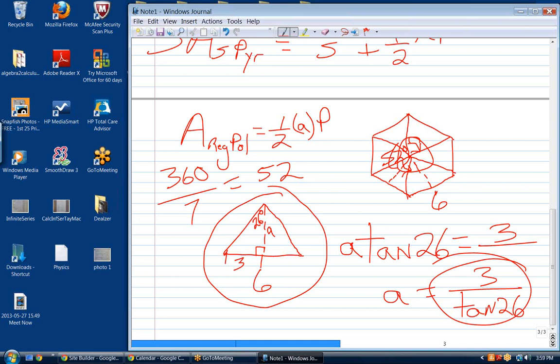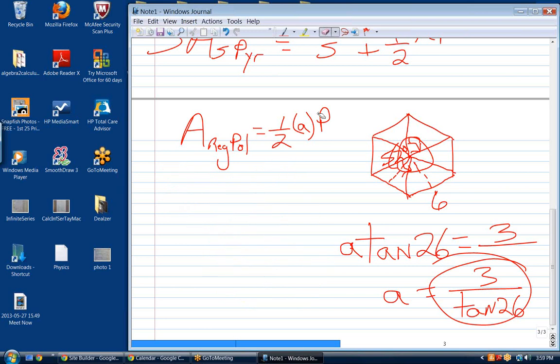Once you get the apothem, you're still not in the clear. We got to get a perimeter. Which is 6 times 6, right? Right. Okay, so you know how to do that easy enough. Perimeter's easy. Okay, so the apothem is everything.